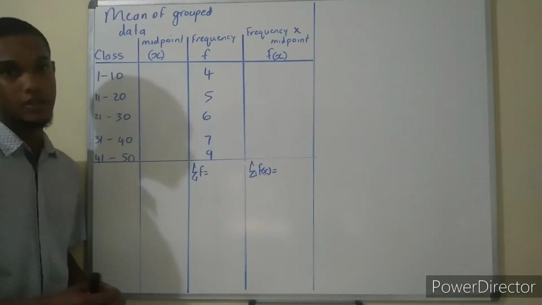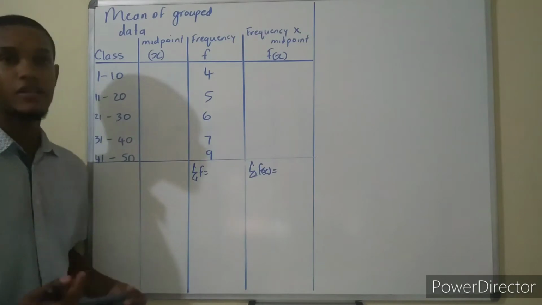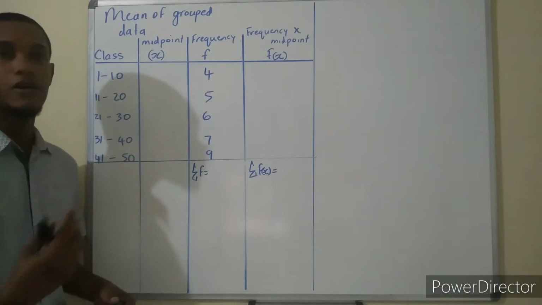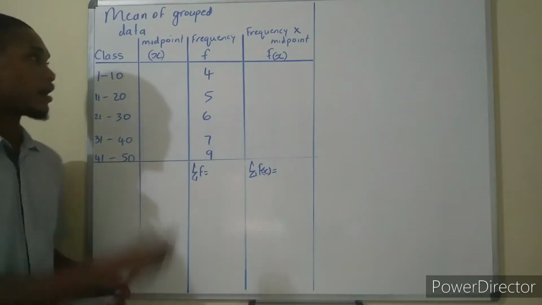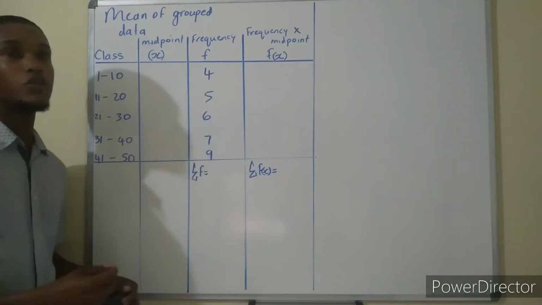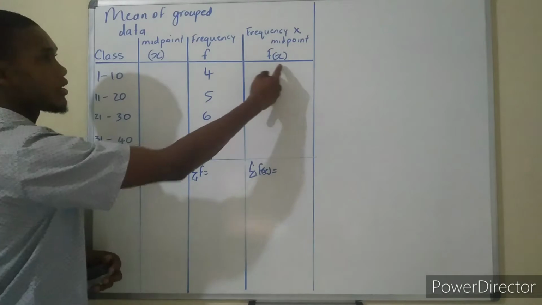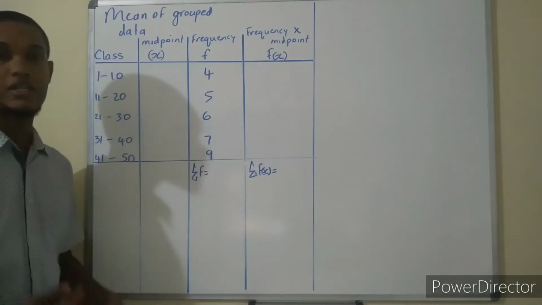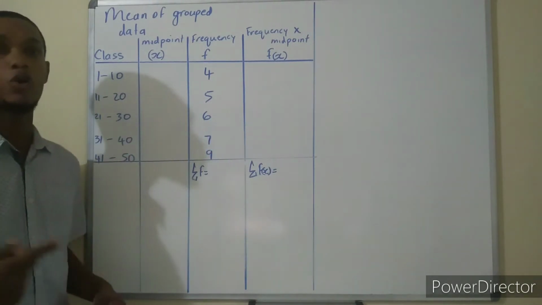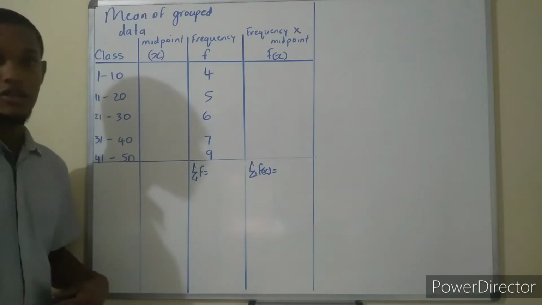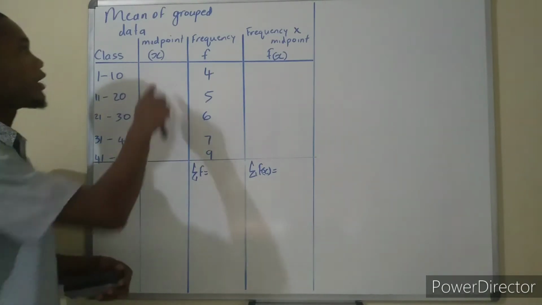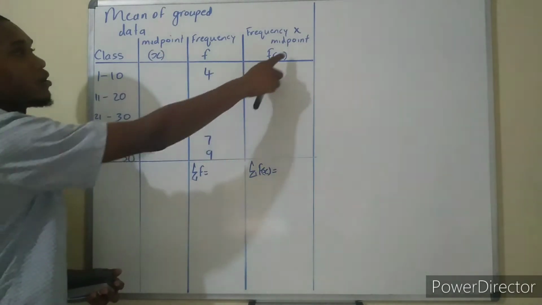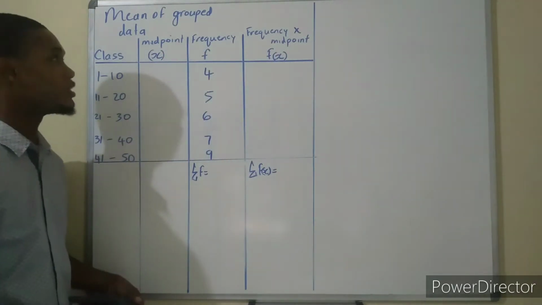The mean of grouped data. To find the mean of grouped data, you need two different categories: the f of x and the frequency. You cannot just find f of x, the frequency times the midpoint, unless you first work out the midpoint, or if it's given. In this case, it's not given, so we are going to work out the midpoints in order to get the x variable, and then you already have the frequency.